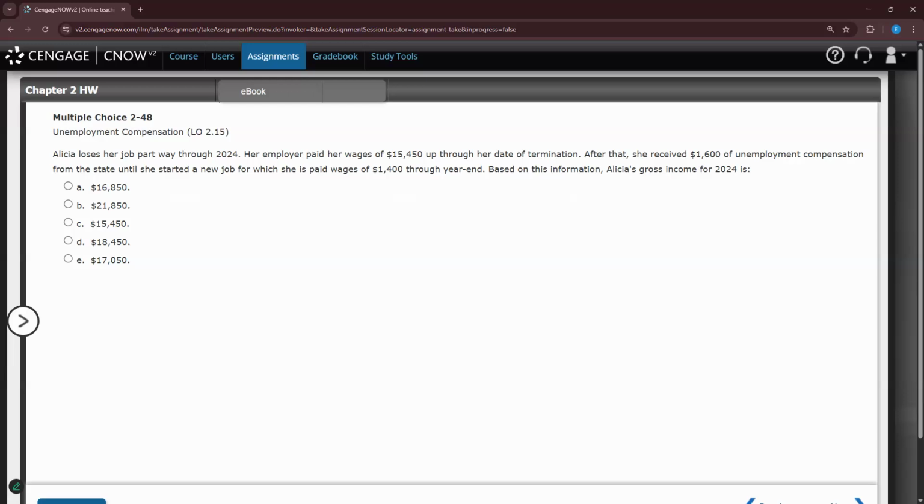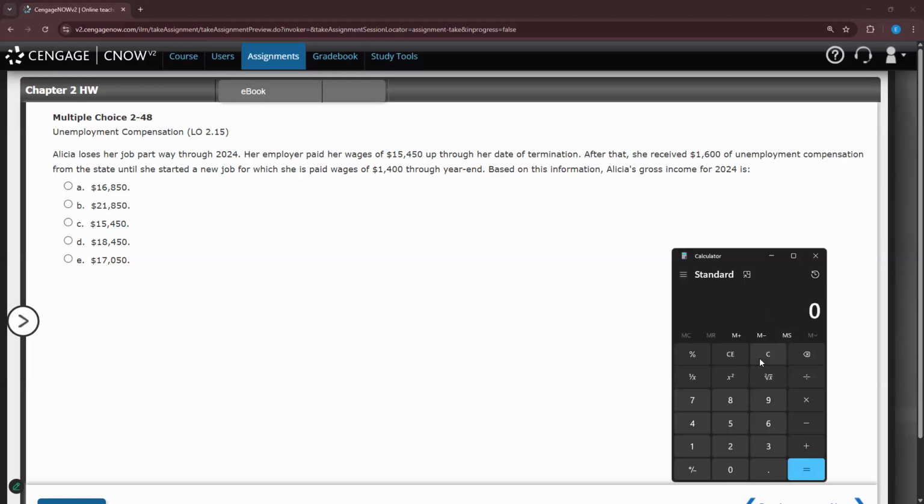Here we see, based on this information, Alicia's gross income for 2024. It states Alicia loses her job partway through 2024. Her employer paid her wages of $15,450 up through her date of termination. After that, she received $1,600 of unemployment compensation from the state until she started a new job for which she is paid wages of $1,400 through the year. So it's asking us, what is Alicia's gross income?